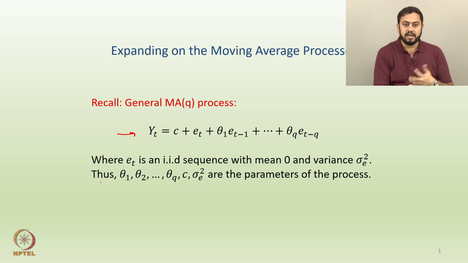So what exactly are the Et's? They are random errors, an IID sequence with mean 0 and variance sigma squared E. Essentially these are all the underlying parameters. Like I said, this slide is a revision slide just to recall the idea of a particular MA(q) process.